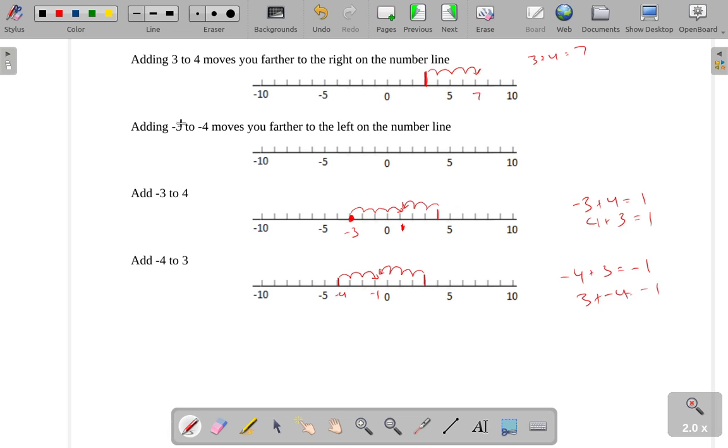So if we want to do something like negative 4 plus negative 3, that means I'm going to have to start off at, let's say, negative 3, and move 4 more, 1, 2, 3, 4, in that direction. We end up over here at negative 7.